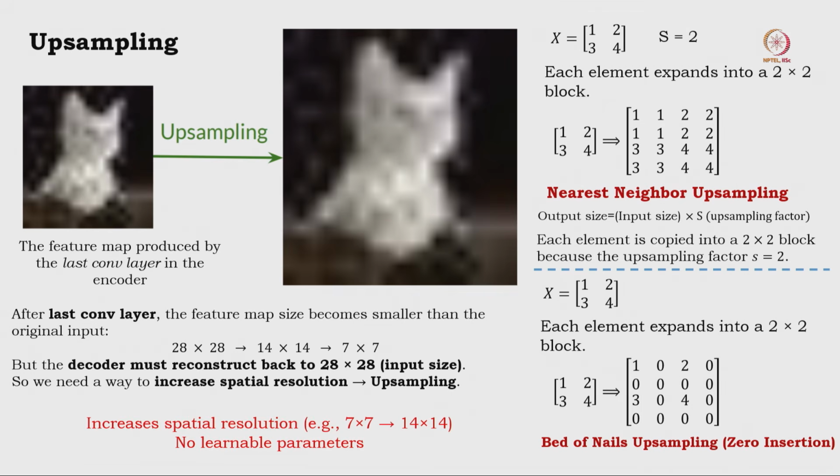What is the main drawback of this? Is there anything to learn here? It just takes the values and increases the size. There is no learning at all here. No learnable parameters are involved. It is just taking 1 and then inserting, taking 1 and inserting all zeros. So, there are no learnable parameters here. So, this is what upsampling is.